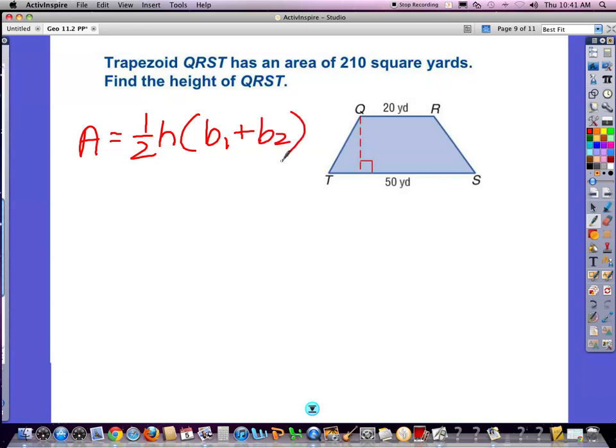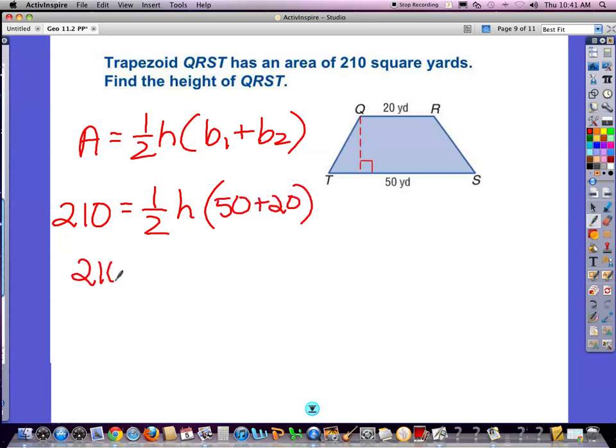All right, what do I know? I know that my area is 210. I know that 1/2 will not change in this formula. The height is what I don't know, and I want to figure it out. Base 1 plus base 2, they're interchangeable, but I'm going to put down 50 plus 20. All right, and then I keep doing my math. 1/2 times, I'm going to put 70, and then I'm going to put the H. It's okay to do that because in multiplication, order does not matter.